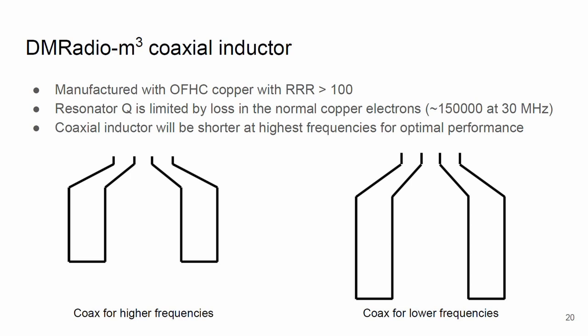And here's a picture of the preliminary coax design that we've been modeling. A little bit more detail about the coaxial inductor. We're planning on making it out of OFHC copper with a high RRR value. The resonator, made up of this coax and the tunable capacitor, is limited by the loss in the normal copper electrons. So we expect a Q of about 150,000 at 30 megahertz. We're planning for a little series of inductors to span the whole frequency range. At higher frequencies, we'll have a shorter inductor, and at lower frequencies, a longer one. And this is because they're optimized in this way.